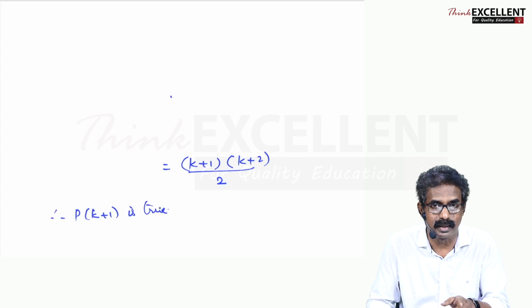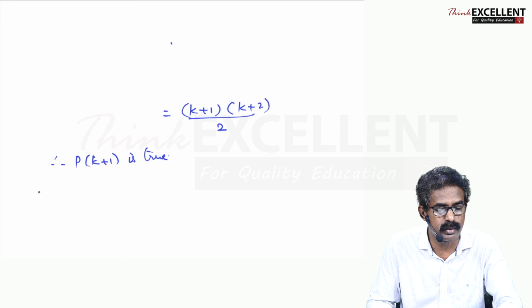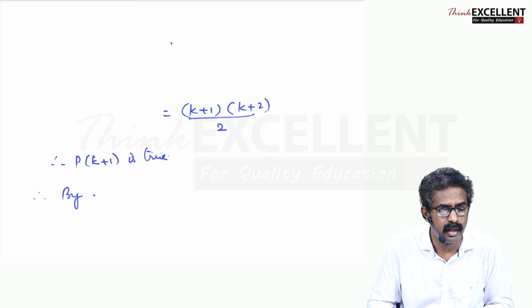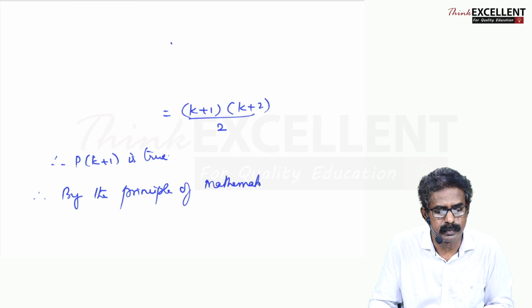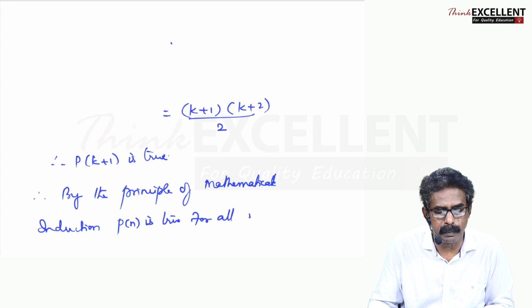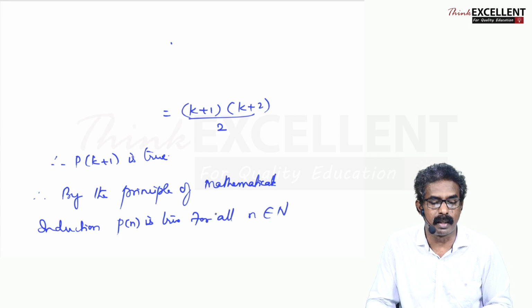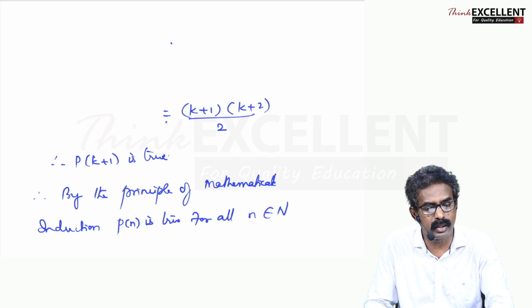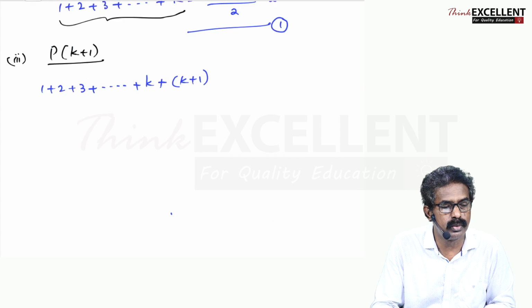We have to prove this result, I'll tell you how to do that. Once P of k plus 1 is true, you can write the final conclusion: therefore, by the principle of mathematical induction, P of n, the statement, is true for all natural numbers, that is, for all n belonging to N. These conclusions you must write. So now the only thing is to get this answer. Please listen to how to prove that one.